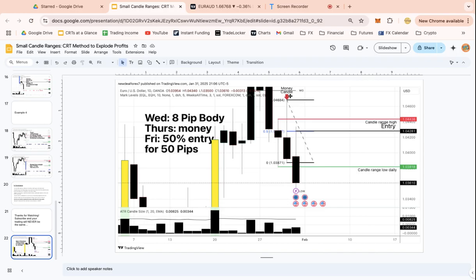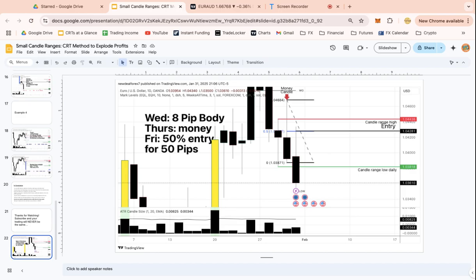Your stop loss still is going to go above the money candle. Take profit can be below the candle range if you'd like. You just kind of take what it gives you and just be done for the day. 50 pips, that would have been fine for me. No need to really hold beyond that. Okay. But that's all you're looking for.